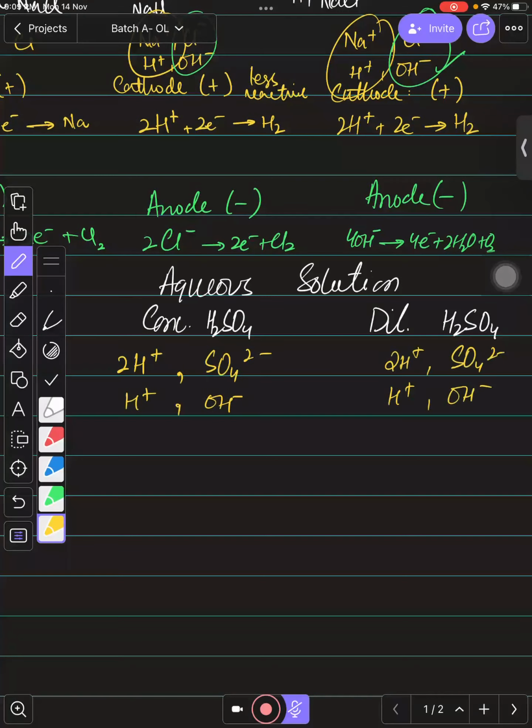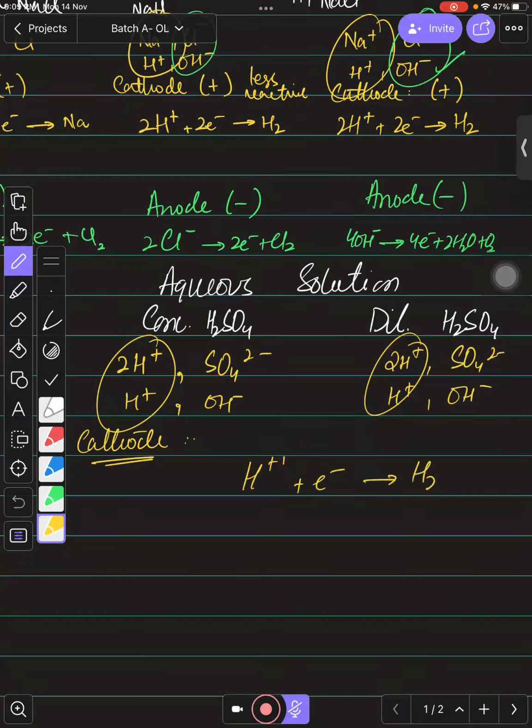Over here, it is very easy for us to identify the product at the cathode because we don't have any ion other than the H positive ion. So the product is the same for both of them. Hydrogen ion will receive an electron and form hydrogen, and it's always diatomic, so it will be H2. That's all.